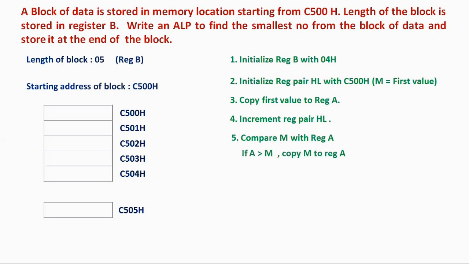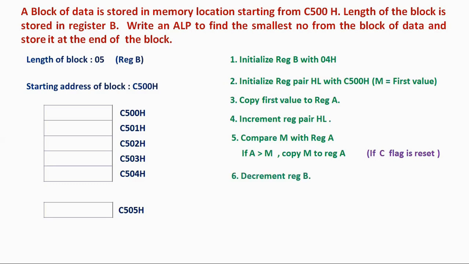Now, if your A is greater than M, meaning the smaller number is present in M, we are going to copy M to the register A. And how can we check which one is the greatest or which one is the smallest? For that we'll use the flag register value. In the flag register, we'll check the carry flag. If the carry flag value is 0, it means that A is greater than M. So if the carry flag is 0, then we have to copy the M value to the register A.